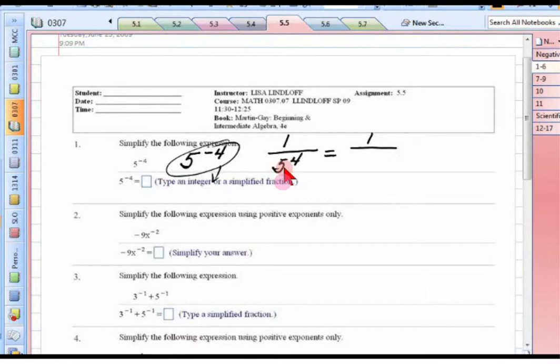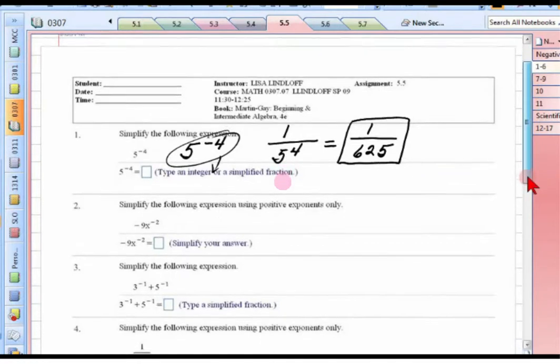5 times 5 is 25. Times 5 again is 125, times 5 again is 625. So in problem number 1, you will only get credit if you have it multiplied out. Okay? Now, if you were taking a take-home test and you happen to leave your answer in the form 1 over 5 to the 4th, I would probably give you full credit for it. But Math Lab won't. All right, let's look at problem number 2.